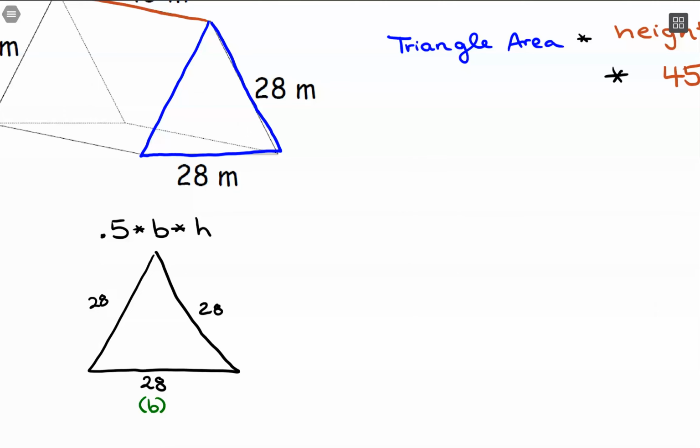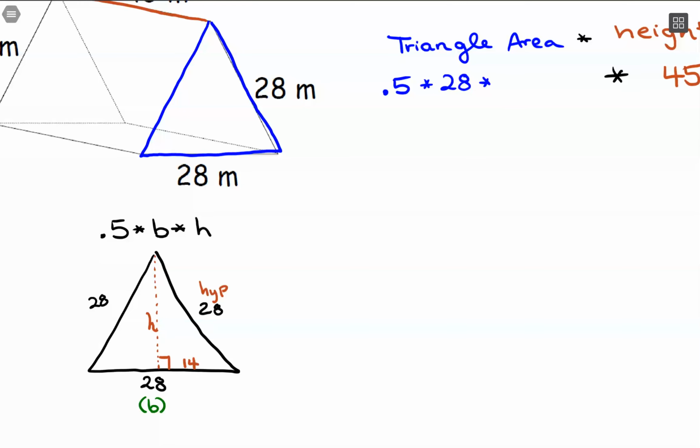So for our formula, we'll have 1/2 times base of 28 times height, which we need to do a little bit of work to get that 90-degree angle there. So let's see. With this, we have a hypotenuse of 28. With this base of 28, we've cut it in half. So we really have this 14 down here. And then what we don't know is the height.